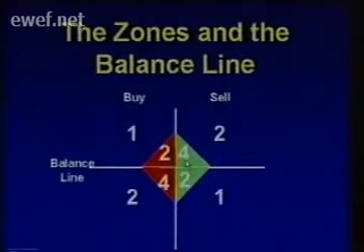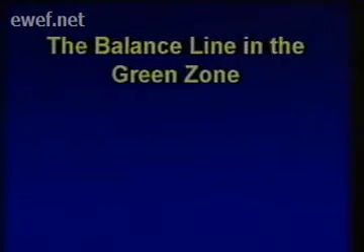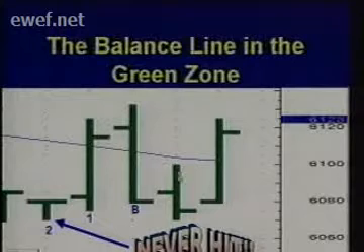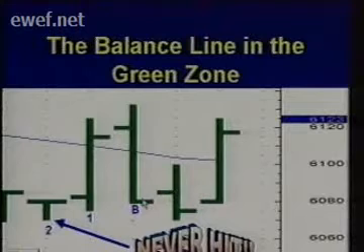Now we're going to go to 2 simple charts, and we're going to look at this. We want to look at the balance line in the green zone. Now here's the green zone. At this point here in the middle, you can see the balance line. It's a very narrow line on this chart, but we're below the balance line, and we're trying to sell. We're trying to sell in the green zone. The most recent highest low is here.